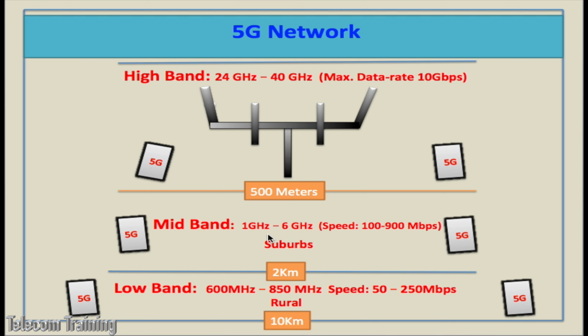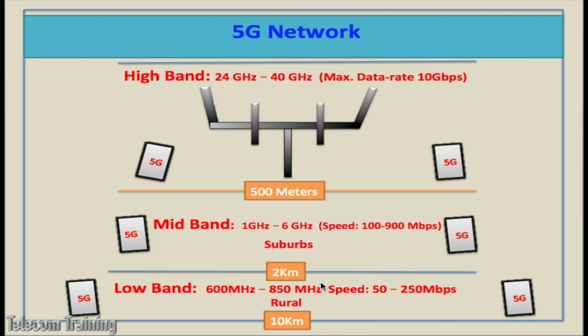In the real world, this is what we use in the suburbs. This frequency, the mid-band frequency, from 1 gigahertz to 6 gigahertz. After you pass the 2 kilometer range, these frequencies cannot reach past 2 kilometers. So it's 2 kilometers from the antenna here. It cannot go past 2 kilometers. The signals get very weak.